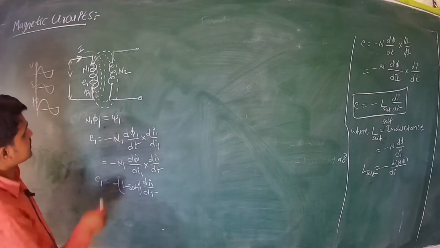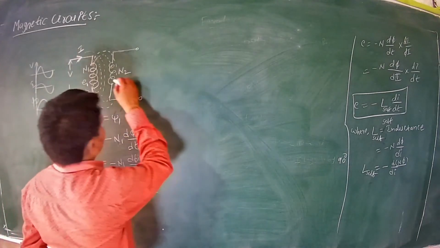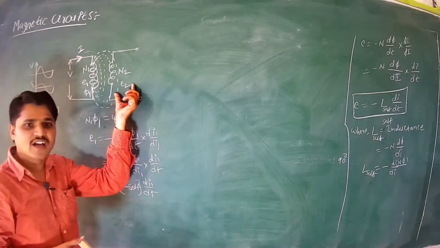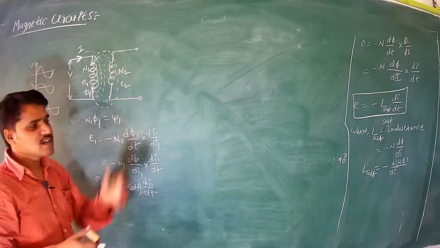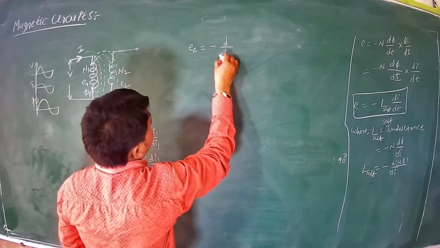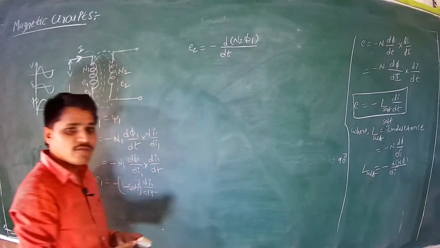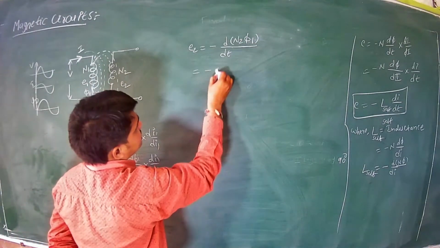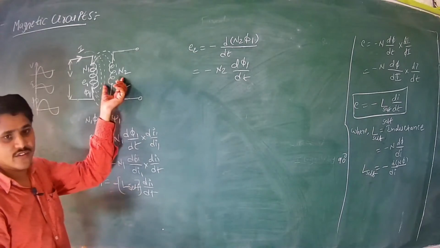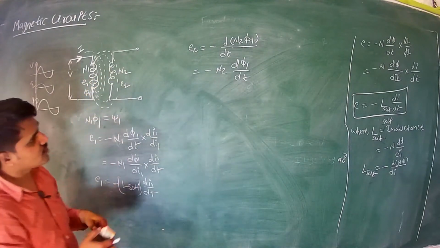Now the next concept is that this flux is not only linking with the first coil but also linking with the second coil. So there is rate of change of flux linkage in the second coil, which leads to an EMF induced in the second coil. That means E2 is minus d by dt of N2 into phi1, that is minus N2 into d phi1 by dt. This flux is produced by the first coil, not the second coil.